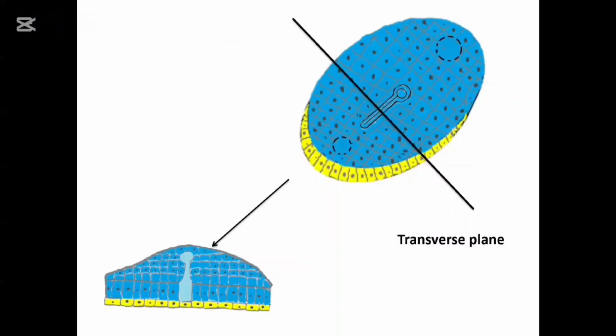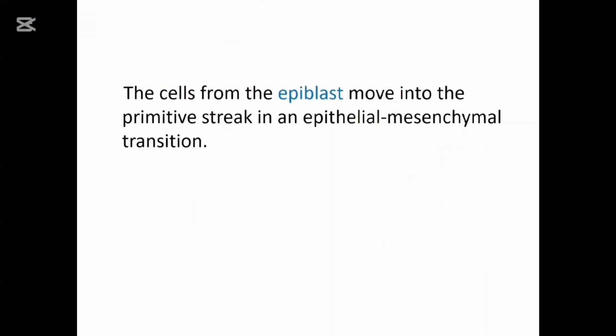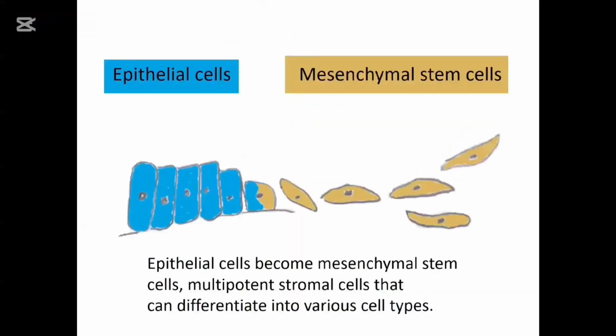And a cut section here, and the primitive streak is shown here. Primitive node, and its pit with the primitive streak. Cells from the epiblast will move into the primitive streak in epithelial-mesenchymal transition. Epithelial cells will transform into mesenchymal cells and leave the basement membrane to move freely. A behavior like what cancer cells do. Epithelial cells become mesenchymal cells, multipotent stromal cells that differentiate into all cells of the body.